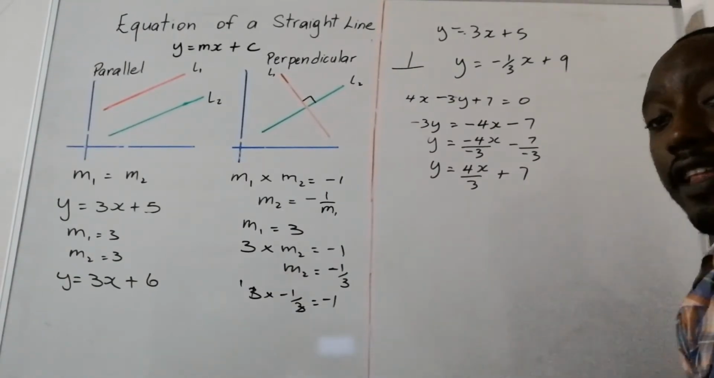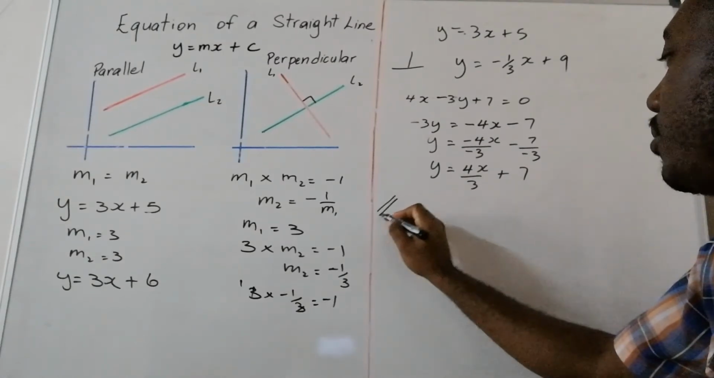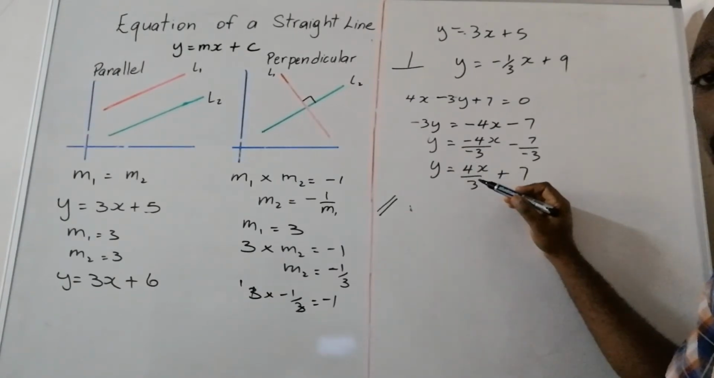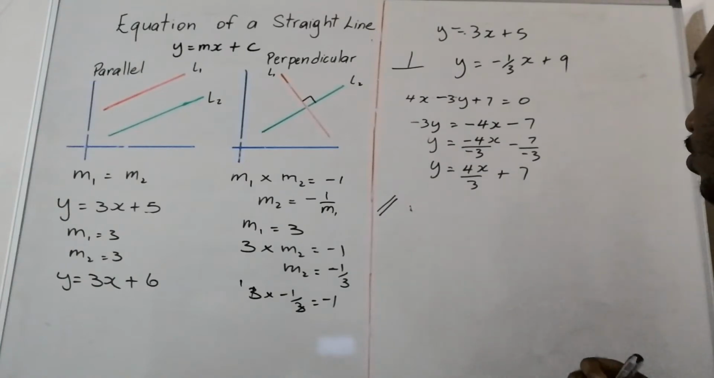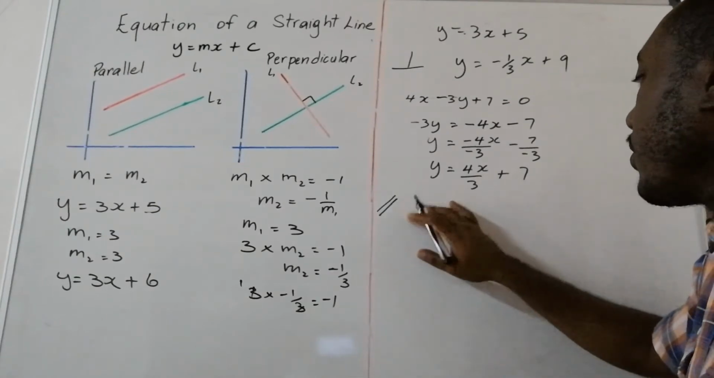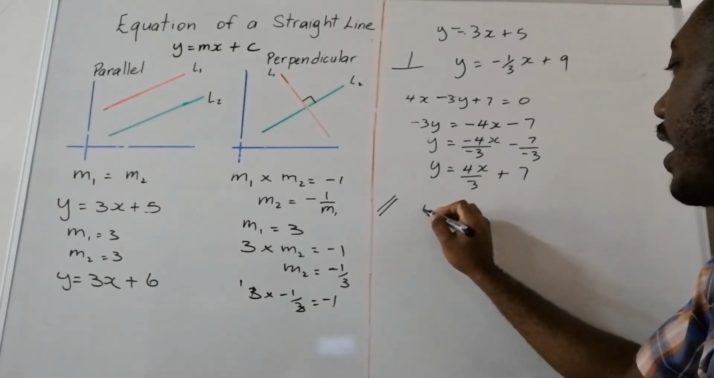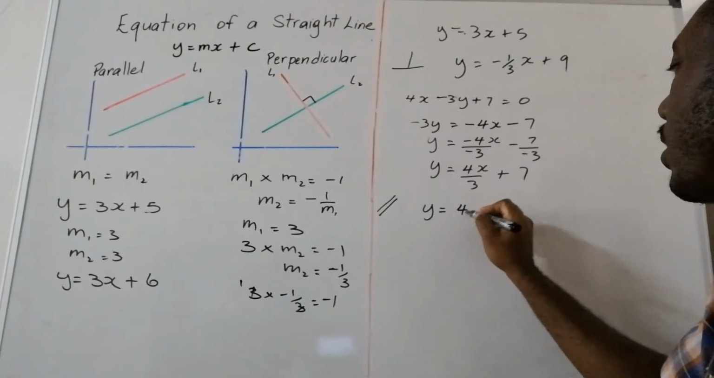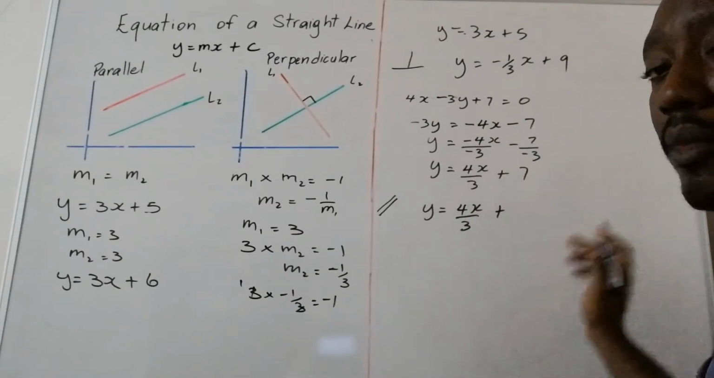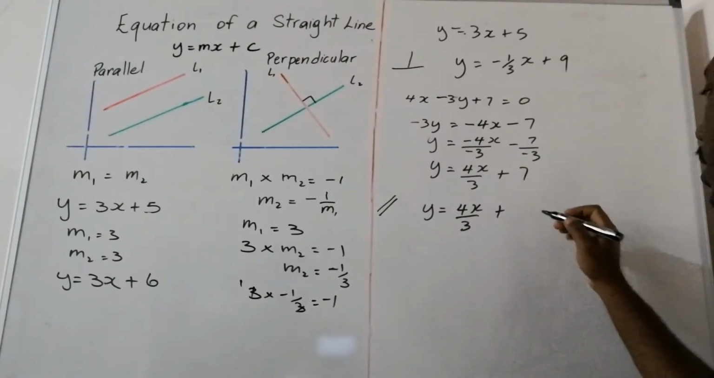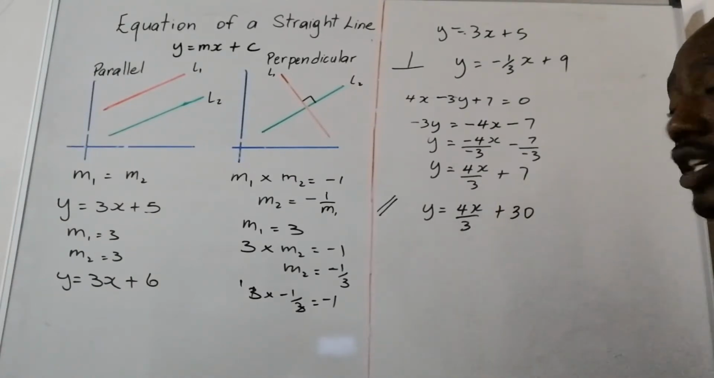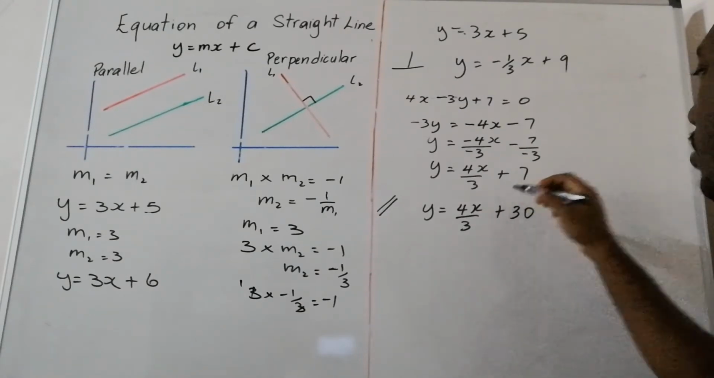So if we want a line parallel to this, since this gradient is 4 over 3, a parallel line will have the same gradient. So therefore, a line parallel will be equal to 4x over 3 plus some other value for c, some other number other than 7. So let's say 30. So these two lines are parallel to each other, right?